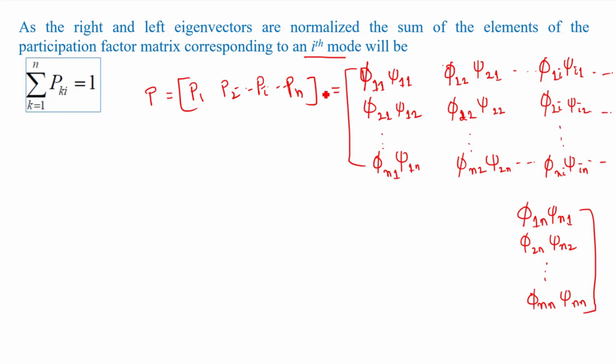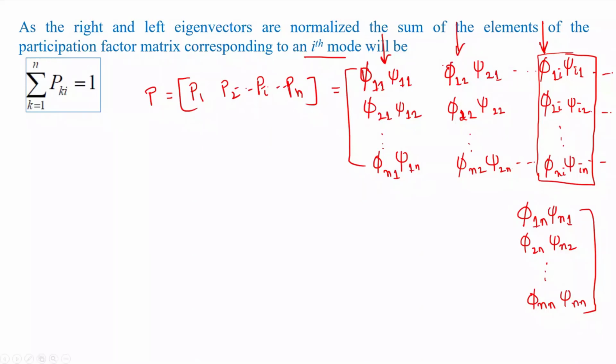Now, if we put the state variables and the modes, the modes will correspond to each of the columns, right? So this column will correspond to the ith mode, right? If I take the sum of these elements corresponding to a particular mode, let us say the ith mode, then that will become equal to 1. If we sum it up, it will become 1.